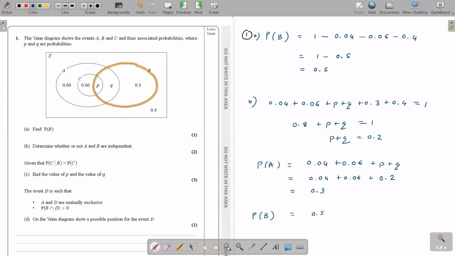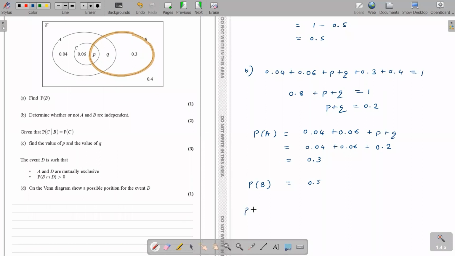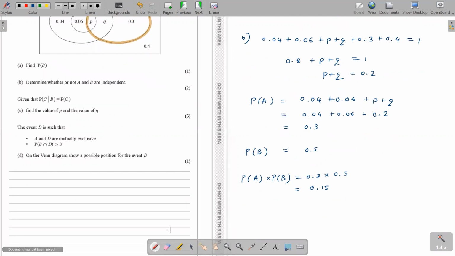The next thing we should do is get the probability of A multiplied by the probability of B, because if two events A and B are independent, then the probability of A intersection B is equal to probability A multiplied by probability B. That is if they are independent. Probability A is 0.3 times probability B is 0.5. How much do I get here? 0.15.